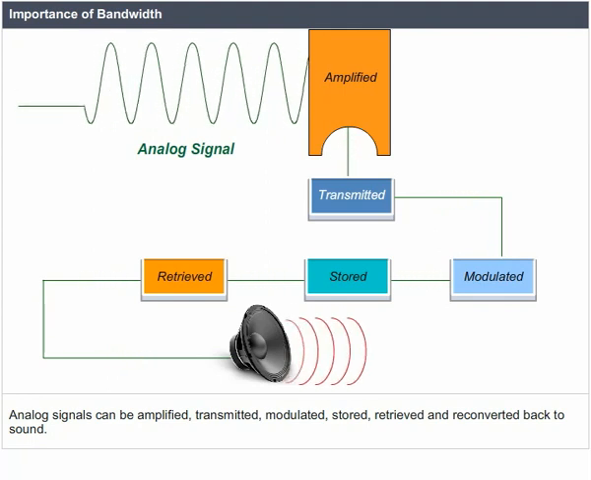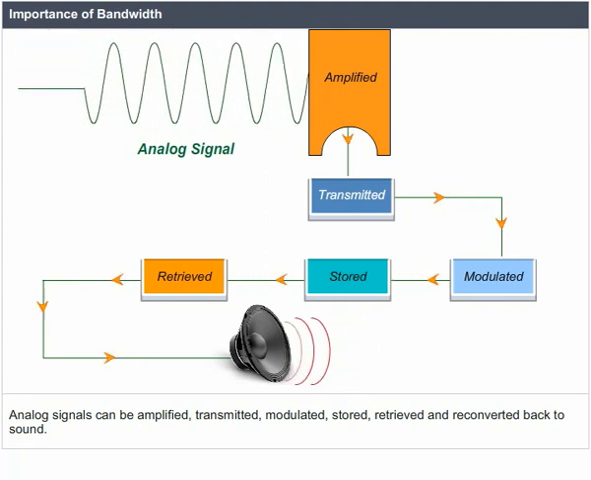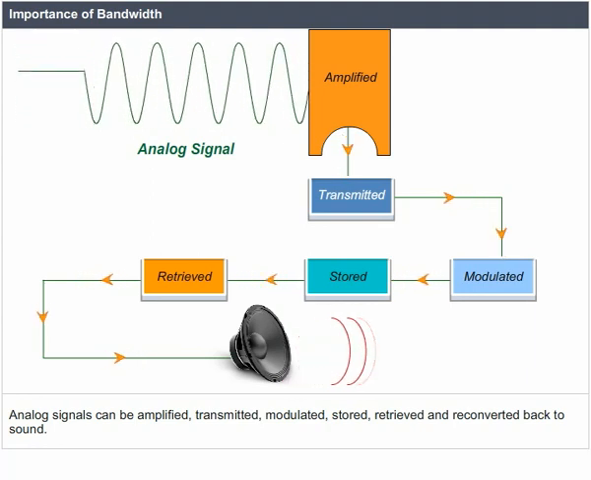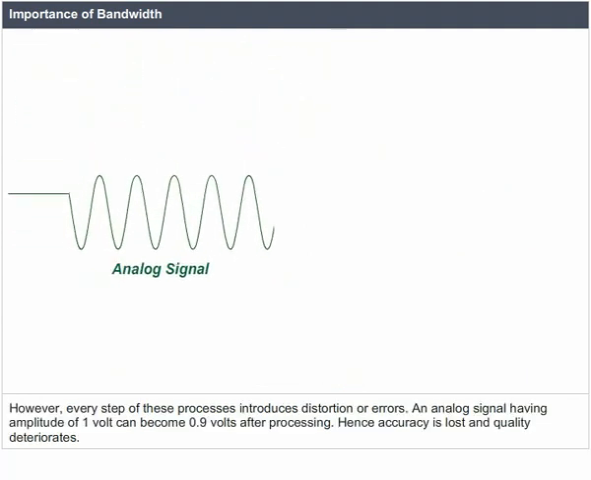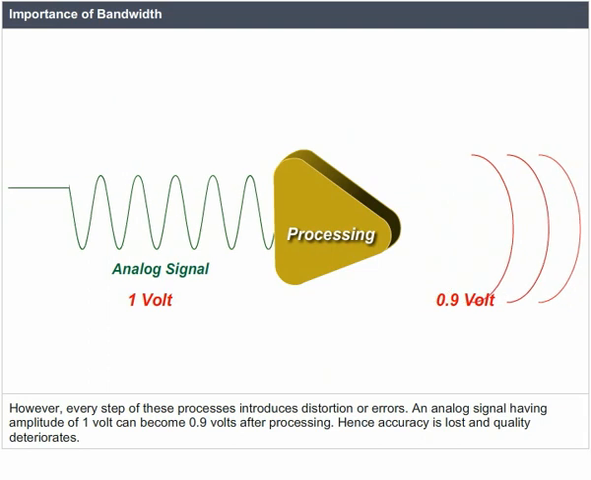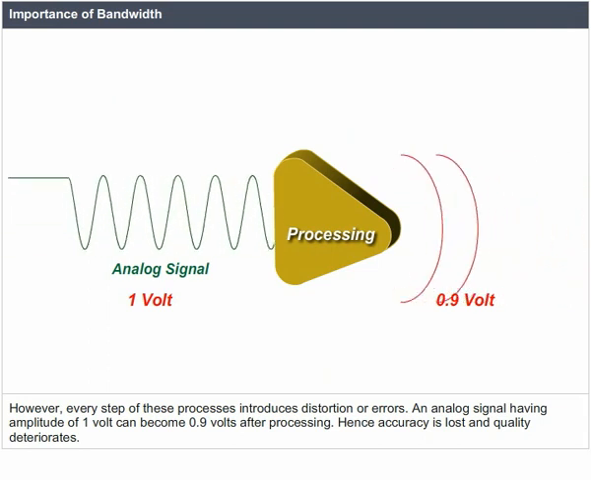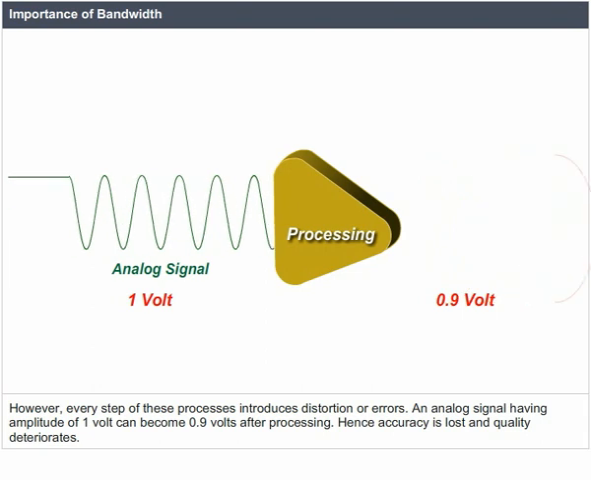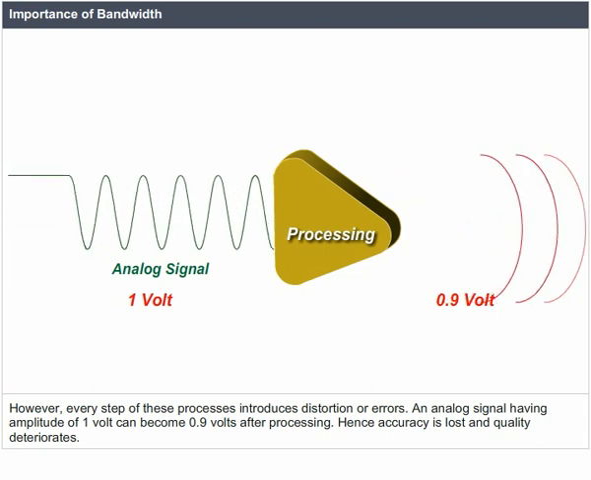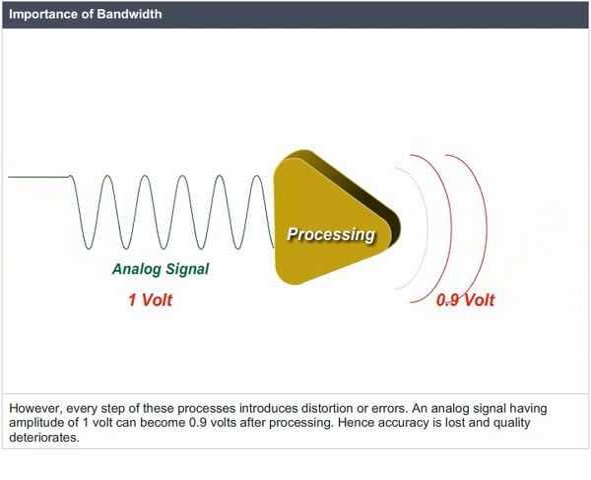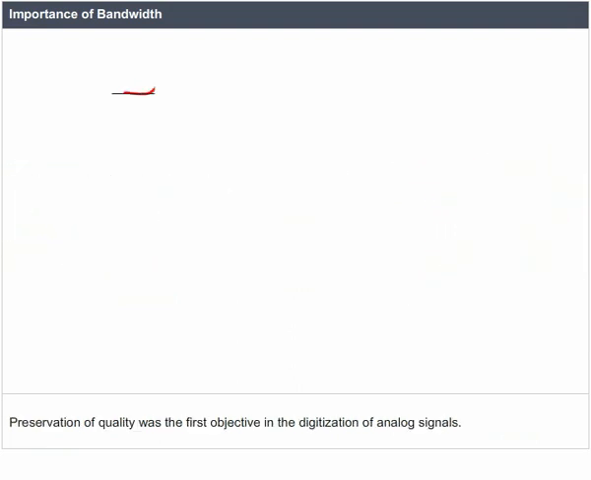Analog signals can be amplified, transmitted, modulated, stored, retrieved, and reconverted back to sound. However, every step of these processes introduces distortion or errors. An analog signal having amplitude of 1 volt can become 0.9 volts after processing. Hence, accuracy is lost and quality deteriorates. Preservation of quality was the first objective in the digitization of analog signals.